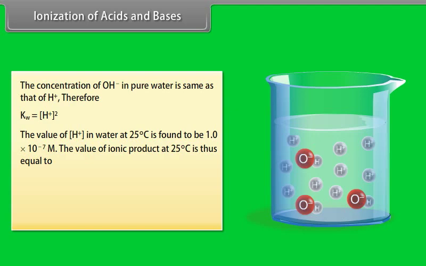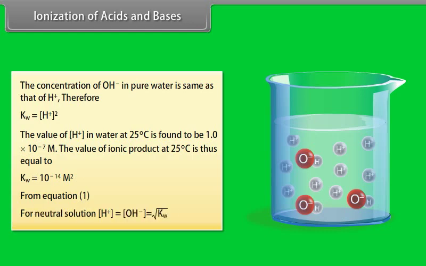The value of H+ in water at 25 degrees Celsius is found to be 1.0 times 10 raised to the power minus 7 M. The value of ionic product at 25 degrees Celsius is thus equal to 10 raised to the power minus 14 M squared. From equation 1, for neutral solution, concentration of H+ is equal to concentration of OH- is equal to square root of Kw.